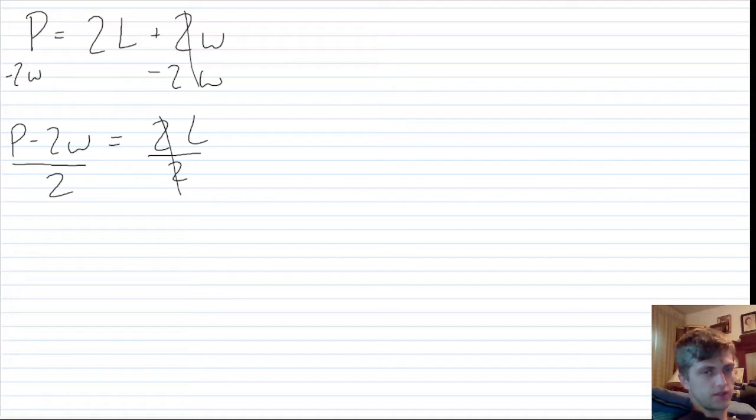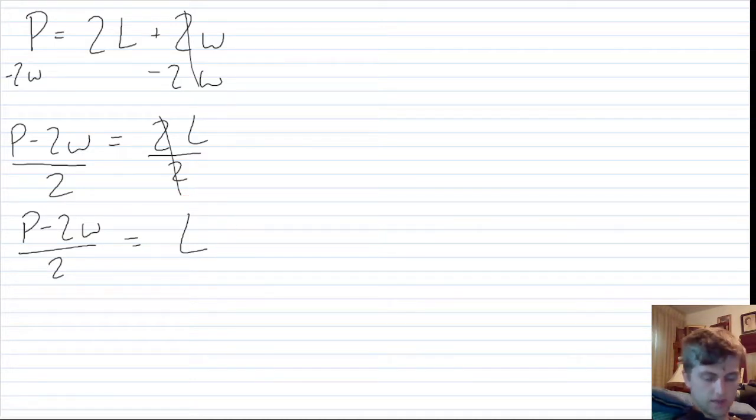These things cancel. We're left with L on the right, and then on the left, there's nothing really we can simplify, so we can just rewrite what we have, P minus 2W all over 2. So there we go. We got L by itself. L is now the dependent variable. We have solved for L.